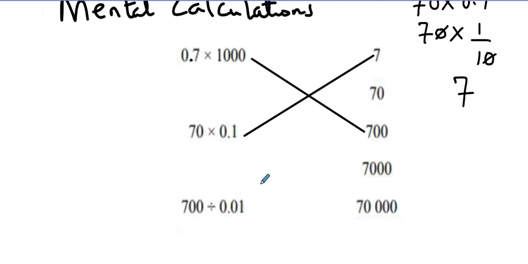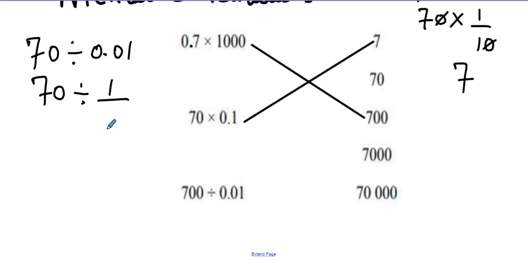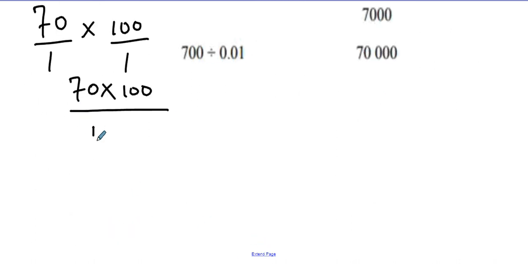And then the next one is 70 divided by 0.01. Now this is the same as 70 divided by, write 0.01 as a fraction, that will be 1/100, and then do the reciprocal. This will be 70/1 times 100/1. See that? So the numerator will be 70 times 100, and the denominator will be 1 times 1.